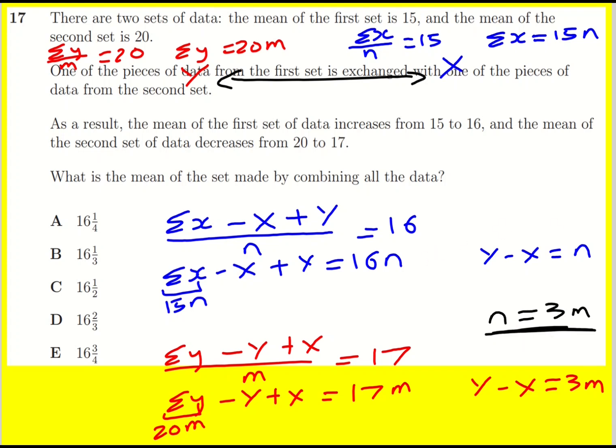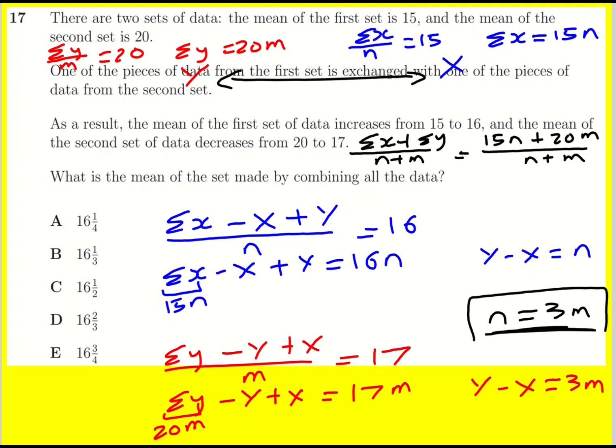And it's actually enough to be able to complete this problem, because now if I want to find the mean when I'm summing all of the data, it's going to be the sum of x plus the sum of y divided by the total amount of data. So that will be 15n plus 20m over n plus m. But remember, I now know that n is equal to 3m. So let me sub in for n, replace them all by 3m. Then I'm going to get 45m plus 20m, that's 65m. And then it'll be 3m plus m, so I'll be dividing by 4m. So I get 65 over 4.